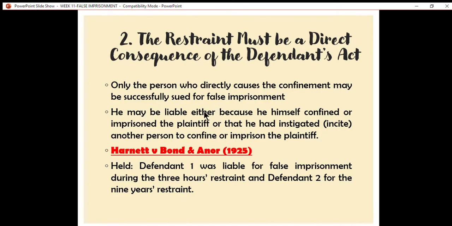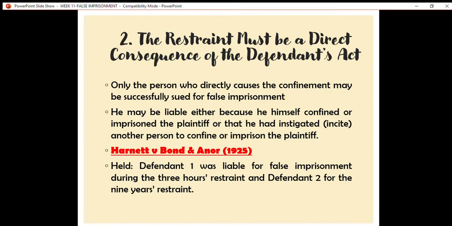And he may be liable either because he himself confined or imprisoned the plaintiff, or that he had instigated or incited another person to confine or imprison the plaintiff. In other words, even if he himself did not actually do the restraint or confinement, but he is the one who gives the instructions to the defendant, he can also be considered as false imprisonment. To commit false imprisonment.